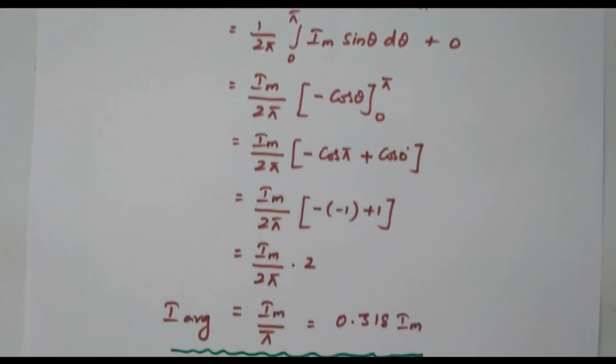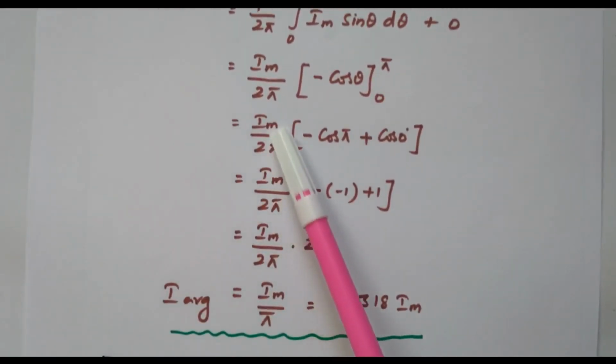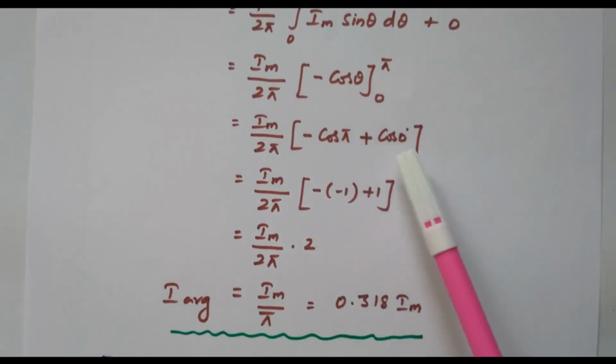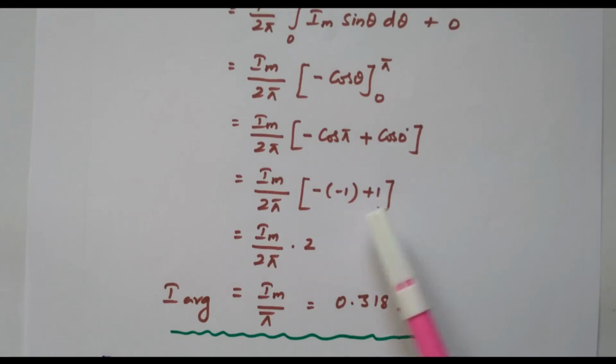Now we'll substitute the values. So Im by 2π, cos π value is minus 1, and already one minus is there, so minus of minus 1 becomes positive. Cos 0 value is 1. So 1 plus 1 is 2. This 2 got cancelled, so we have Im by π. 1 divided by π is 0.318 Im. So the average value of the half wave rectifier is 0.318 times Im.